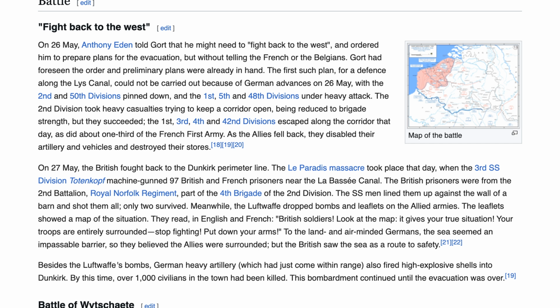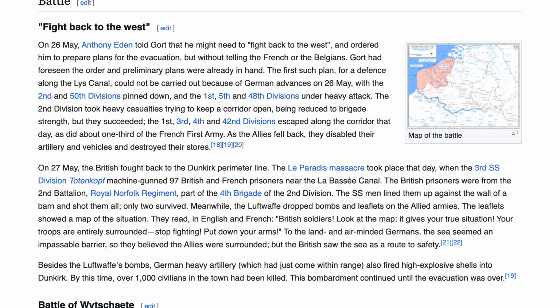The first such plan, for a defense along the Lys Canal, could not be carried out because of German advances on 26 May, with the 2nd and 50th Divisions pinned down, and the 1st, 5th and 48th Divisions under heavy attack. The 2nd Division took heavy casualties trying to keep a corridor open, being reduced to brigade strength, but they succeeded. The 1st, 3rd, 4th and 42nd Divisions escaped along the corridor that day, as did about 1/3 of the French First Army. As the Allies fell back, they disabled their artillery and vehicles and destroyed their stores.